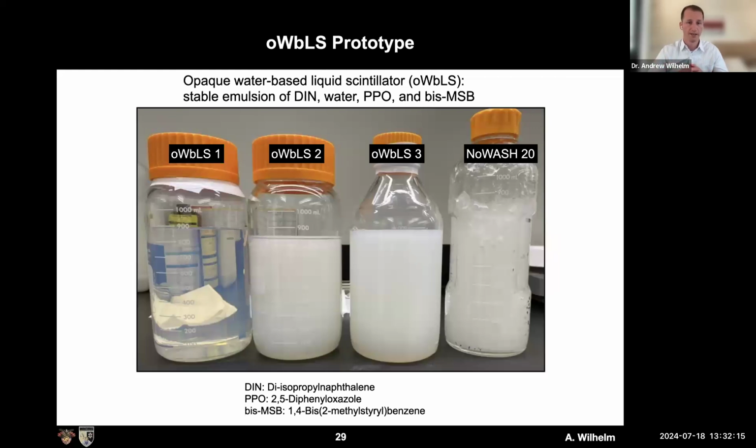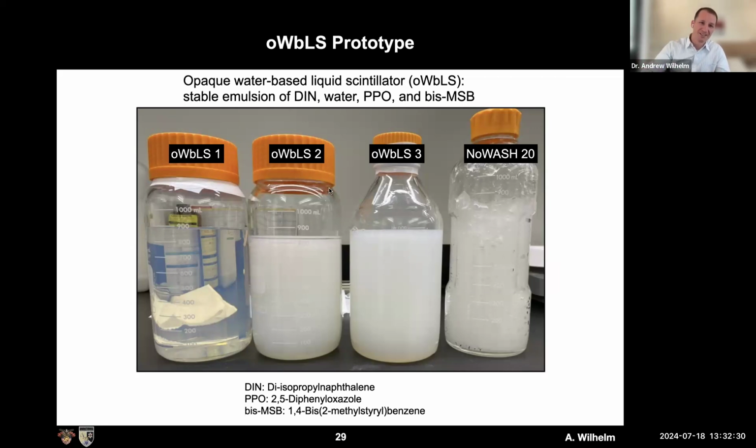And so they were able to design what they're calling opaque water-based liquid scintillator that has a very high fraction of scintillator compound and a low loading of water. And as a result it is highly transparent, or excuse me, highly scattering.